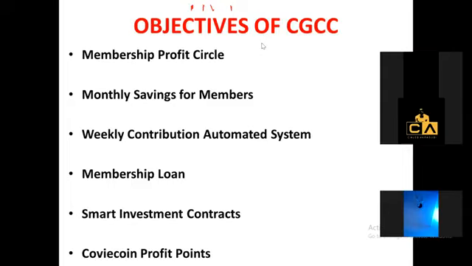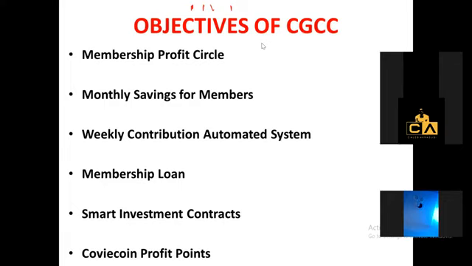And finally, we have the COVID coin profit point. So being a part of this cooperative, when you join the membership, a particular profit coin will be given to you. By the grace of God, we are already working on the architecture to launch COVIS coin, but it's not going to be called COVIS coin. It's going to be called COVID coin. These are some of the things we're going to be launching probably in the next 1 year.